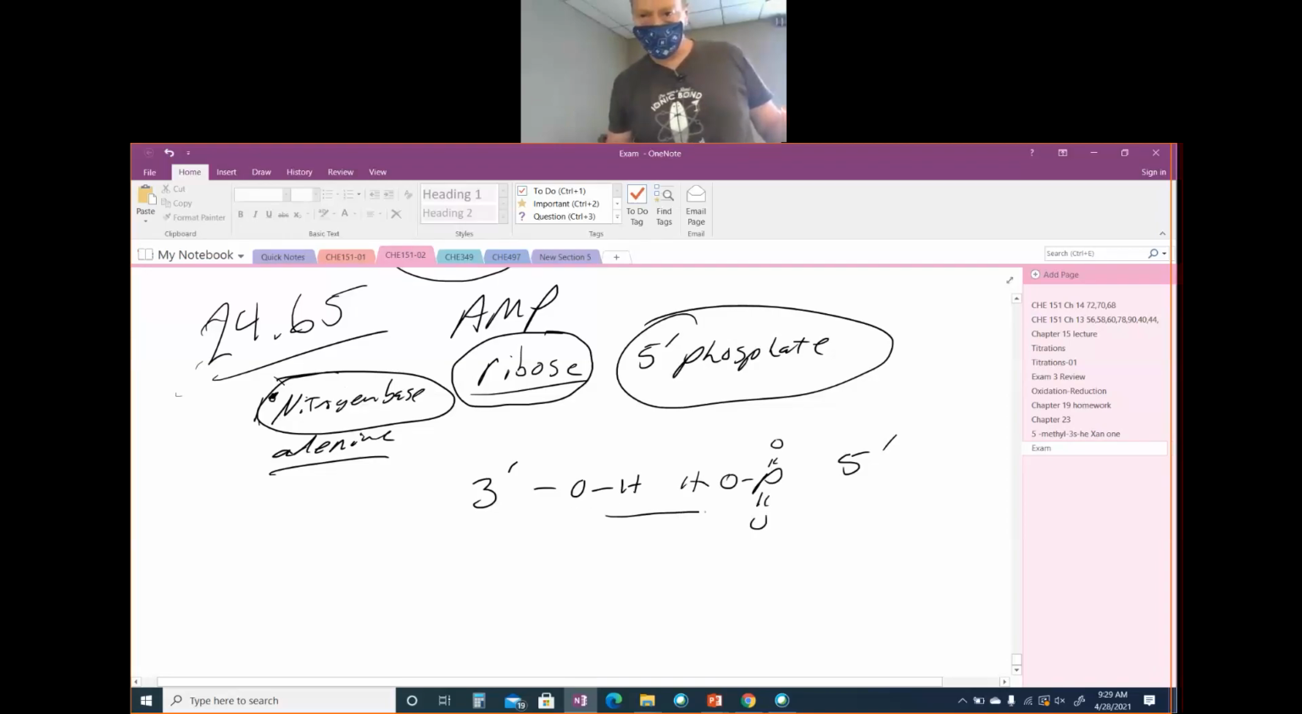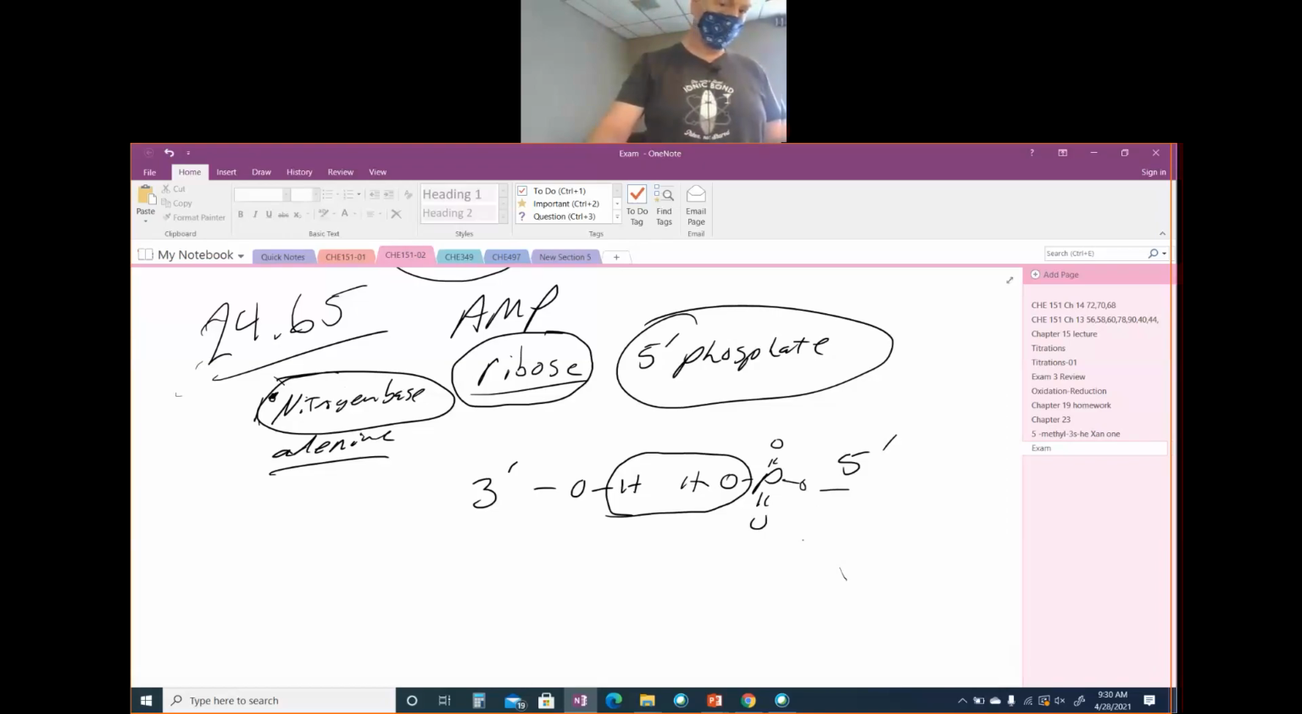And they lasso water, so the OH of the phosphate is a PO4, and so it is the lasso of water between the 3' hydroxy and the 5' phosphate of 2 ribonucleotides or deoxyribonucleotides. All right.